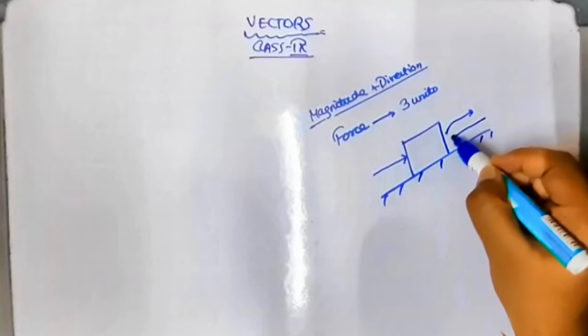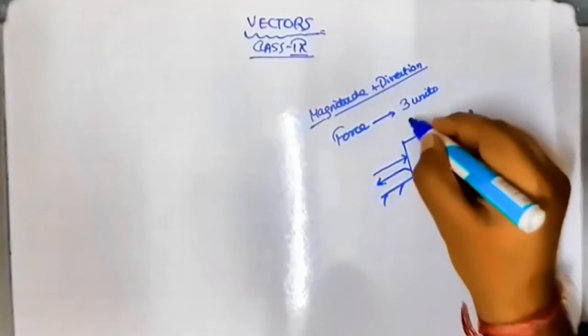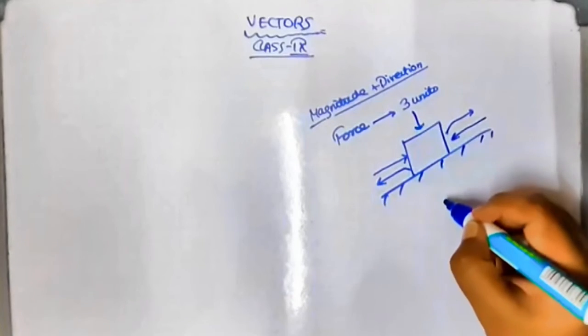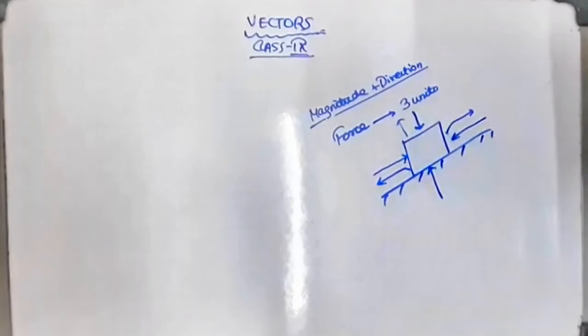If I apply a force in this direction, then the body is expected to move in this direction. If I apply a force from top, and this is the floor, then the body is not expected to move. And if I apply a force from the bottom, then the body is expected to move upwards. So basically you could not predict the movement of the body due to the force if you were not given the correct direction of the force. So the direction of the force was very valuable in this case. So force requires both magnitude and direction in order to be specified.